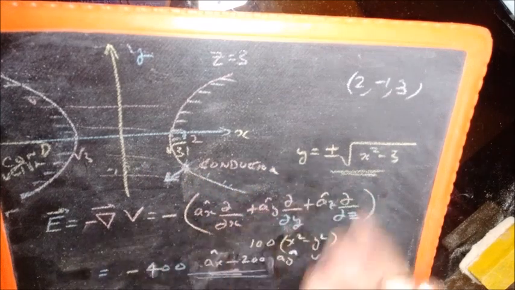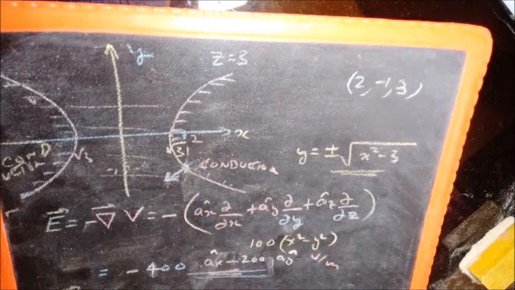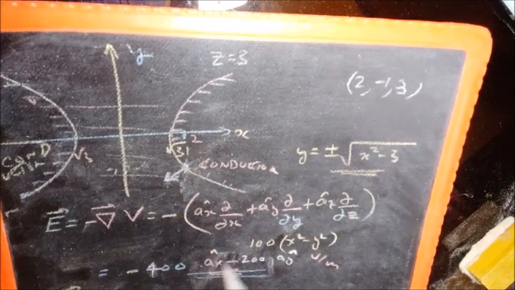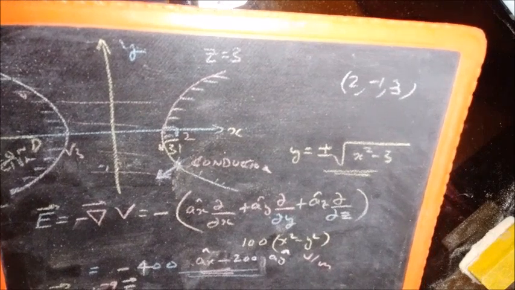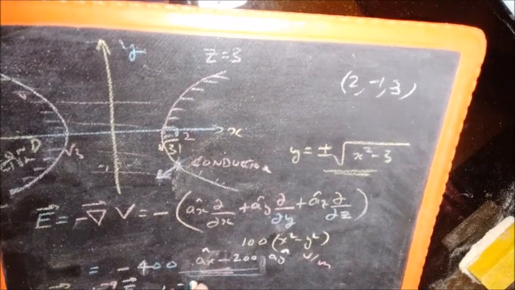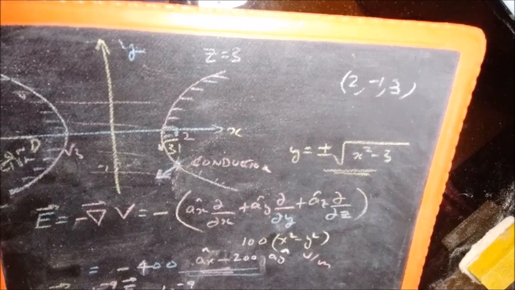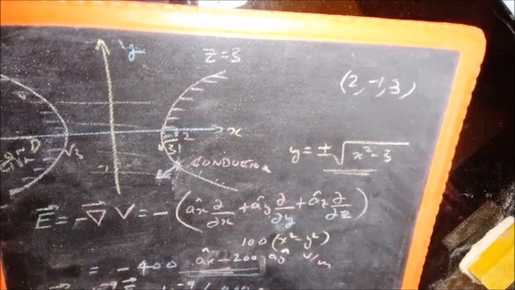E we have found out, and D we can easily find to be epsilon naught, this is free space, epsilon naught into epsilon r, where epsilon r here is 1 because it is free space. So epsilon naught into E is all that I have to do, which means that this has to be multiplied by 10 power minus 9 by 36 pi, which is a very good approximation to epsilon naught. The result will be something like 10 power minus 9 by 36 pi into minus 400 ax cap.